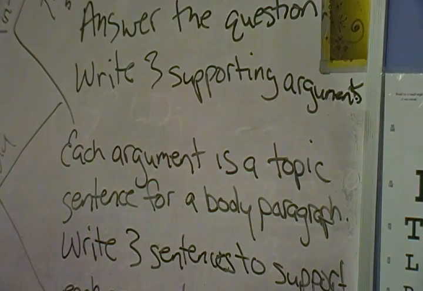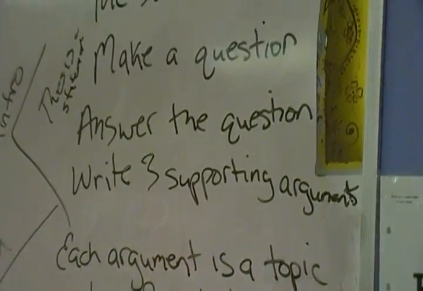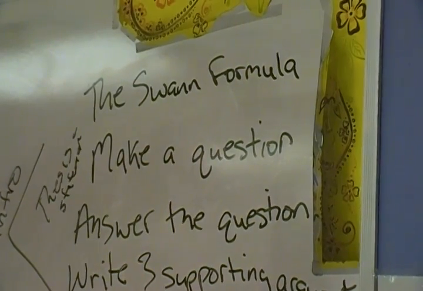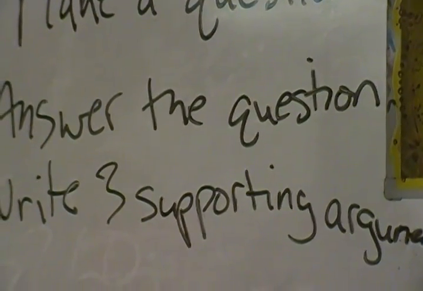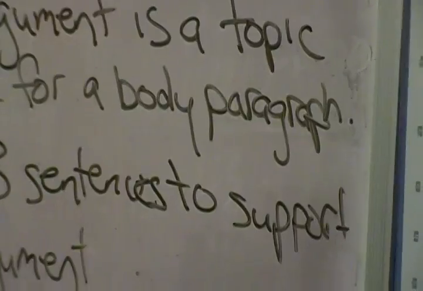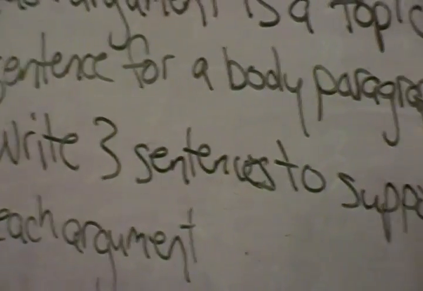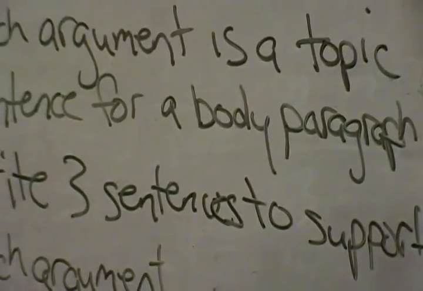I'm going in again. I'm going to take a second and show that conclusion. All right, so ladies and gentlemen, this is the Swann formula. And I'm going to show you, again, all the steps of the Swann formula. So you got the first step. All right, you see it says Swann formula. Let me see if I can make a little focus in there. First thing, you make a question, answer the question, write 3 supporting arguments. All right, that's your introduction. All right, then each argument is a topic sentence for a body paragraph. All right, then you write 3 sentences to support each argument. That's to give you your body. And then you rewrite the introduction, which is your conclusion.